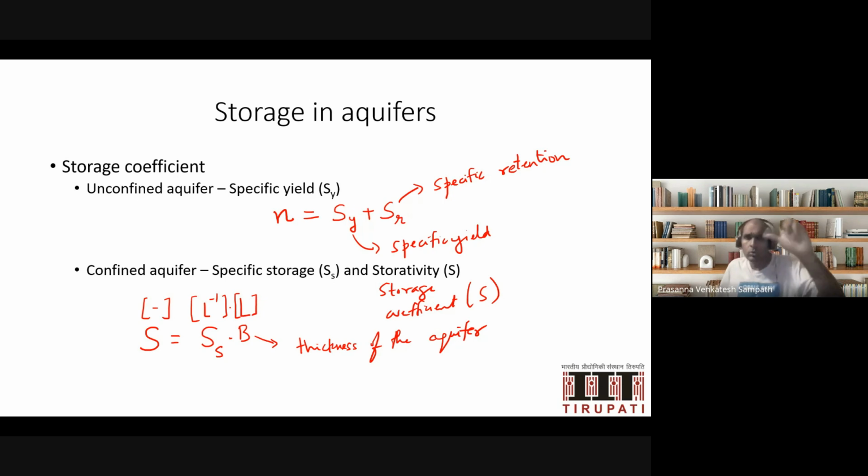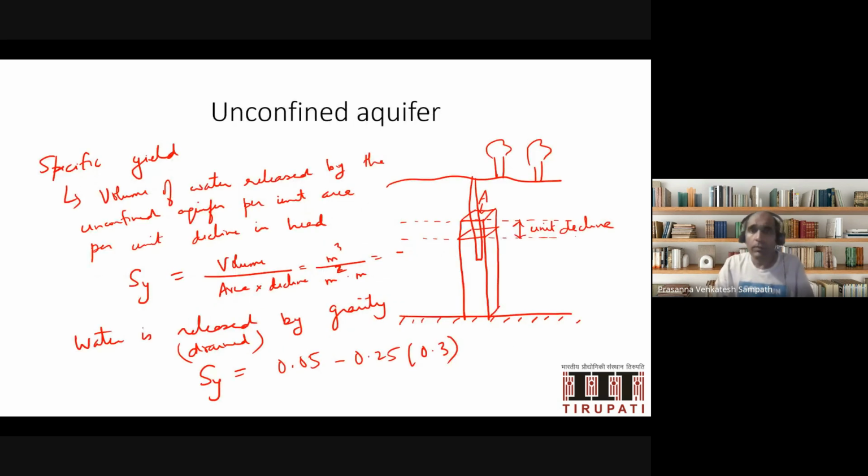So these two terms are used to describe the storage in the different types of aquifer material. In an unconfined aquifer, we have specific yield, and in a confined aquifer, we have specific storage or storativity / storage coefficient. These terms are used in the context of these two types of aquifers. Now I think I'm out of time. Let me just finish this off and then we'll stop.